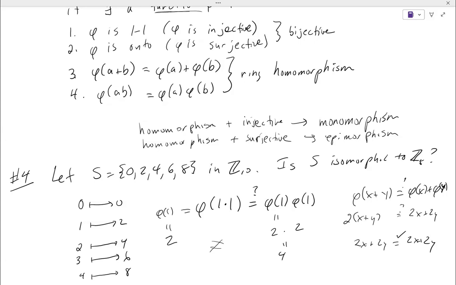By the way, for this particular function, we did find an isomorphism of groups. It's just not an isomorphism of rings. Rings is a little bit more restrictive because I have to satisfy both operation preserving properties. We'll talk more about the group stuff later, but I just want to mention that this is an isomorphism for groups, but it's not for rings.